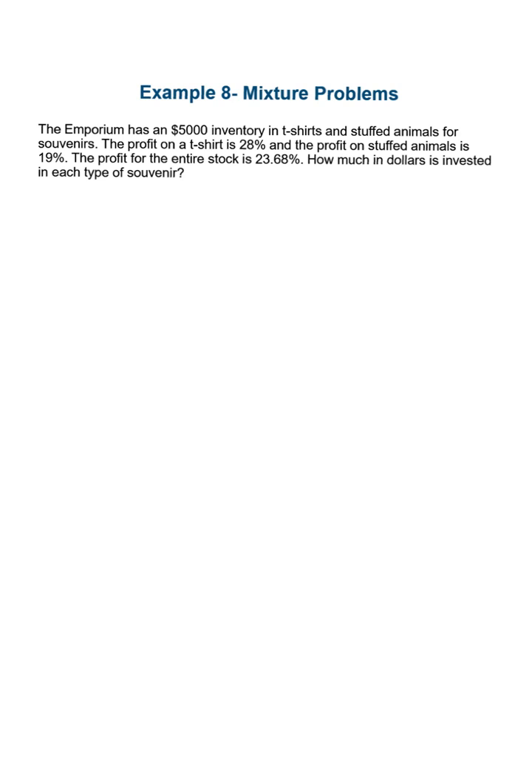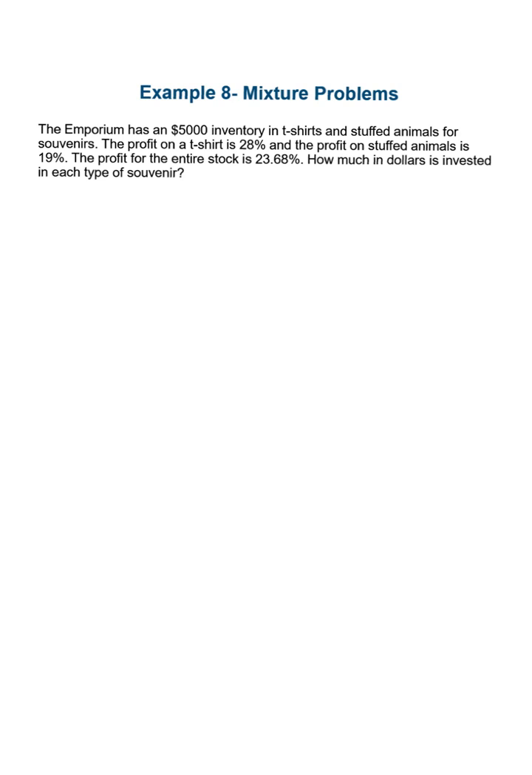So I'm going to write down some things that I know. I wrote out some things that we know. We know the total inventory is 5,000. We know the profit for t-shirts is 28% or 0.28. We know the profit for stuffed animals is 19% or 0.19. And we know the profit for the entire stock is 23.68% or 0.2368.